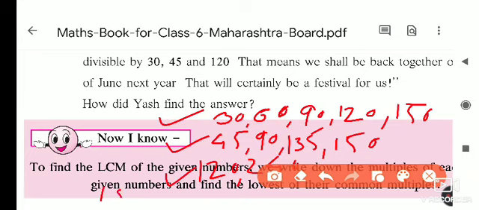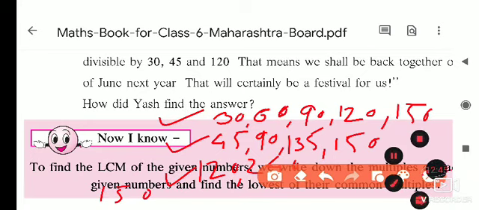That many days he counted forward, and he finds the answer for when they will meet each other. Okay, so you have to complete this example. Big multiples are there that you have to find out, and then you have to send me.